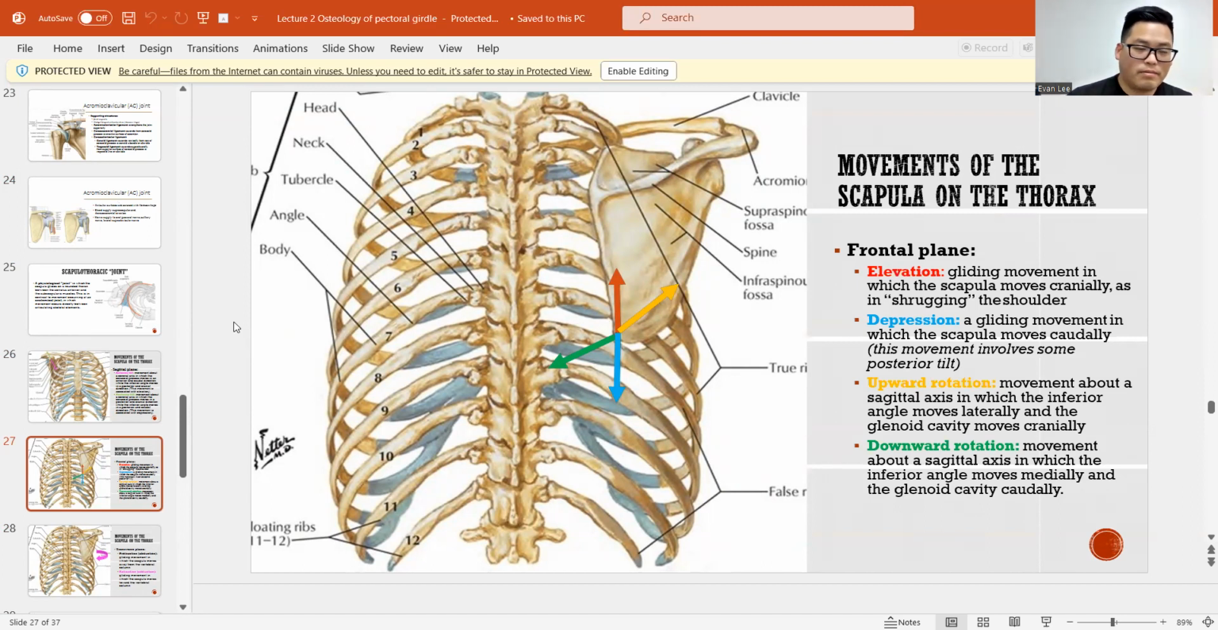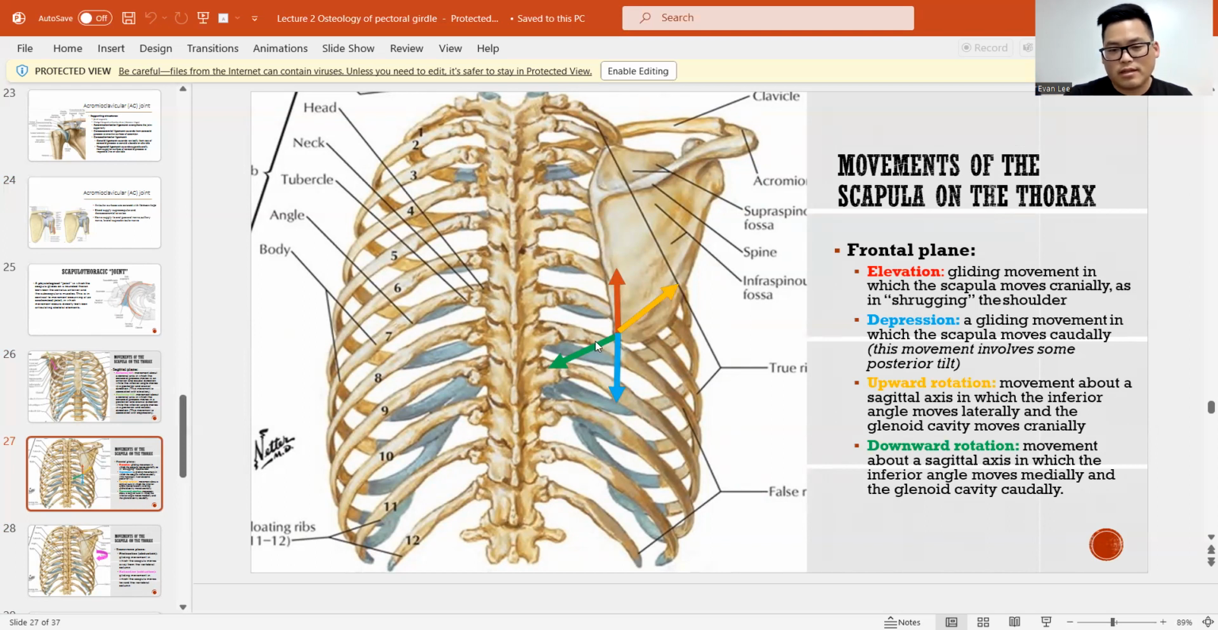But then we have another type of rotation, which is upward and downward rotation, which is not technically referring to the whole angle along the sagittal plane, but this is going to be moving mostly this bottom part. So remember, the acromion is connected here and anchored at the clavicle. So when you have this rotation of the scapula, imagine this inferior angle either going upwards for upward rotation or downwards for downward rotation.